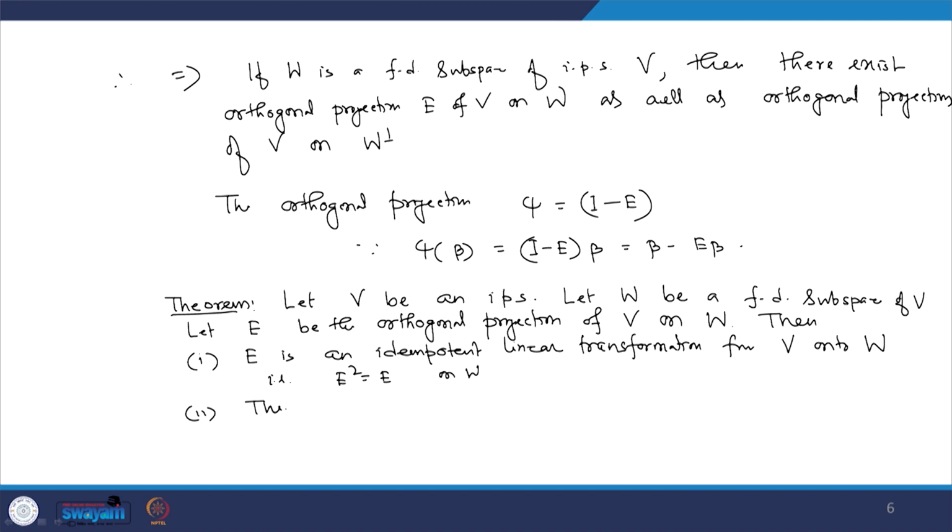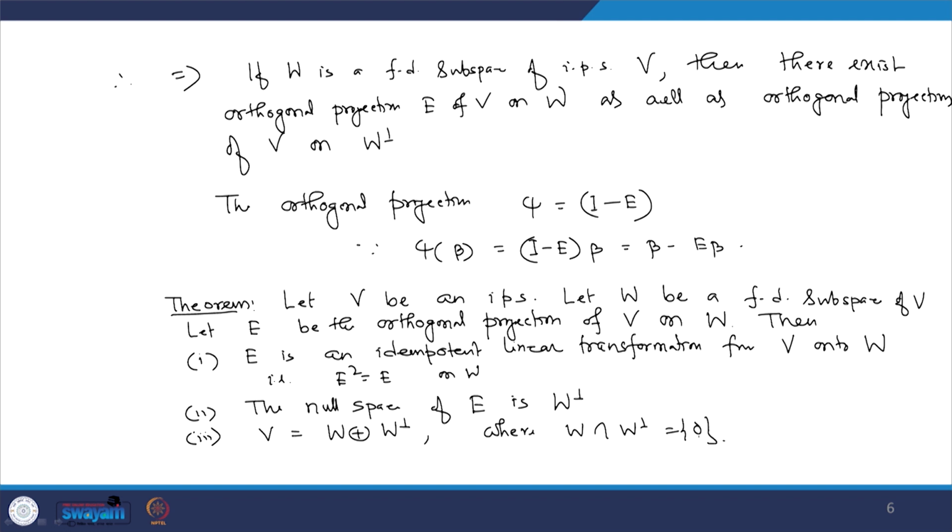Second, the null space of E is W complement, that is orthogonal complement of W. Third, V is equal to direct sum of W and W complement, where W intersection W complement equal to 0 subspace. So, let me prove one by one this result please.